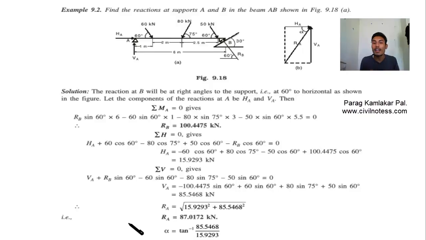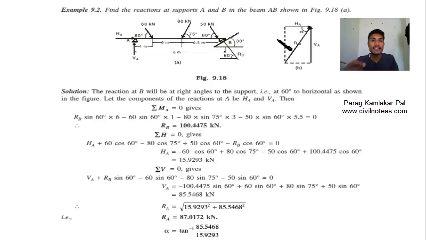After getting RA, there is one formula for the reaction of support A that you find out. Now, after that, you have to calculate where the resultant of that force RA is acting, like this. Here a force is acting. We have to determine at which inclination, at which angle alpha, the force is acting. There is a resultant acting.